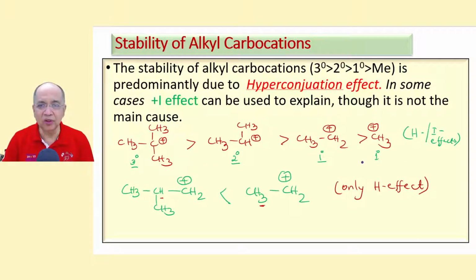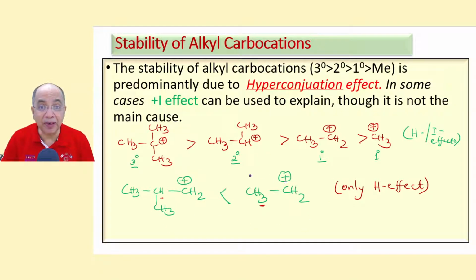Have a look. In case of 3 degree, 2 degree, 1 degree and methyl, which is also 1 degree, you can explain through the number of hyperconjugation structures. 3 plus 3 plus 3, 9 alpha hydrogens. So 10 HC structures. Here 7, here 4 and here none. But also you can explain by the plus I effect. Ignoring the H effect, you can use plus I effect to explain the trend.